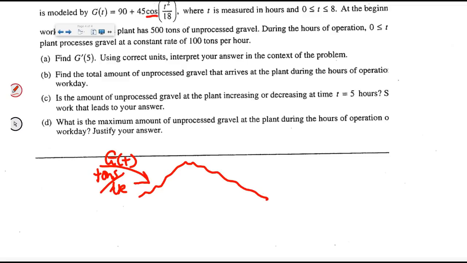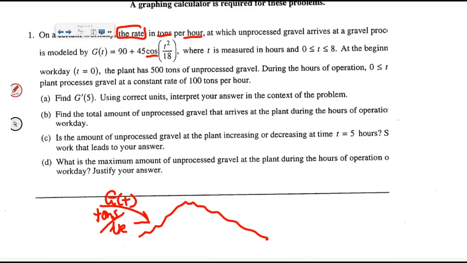Make sure we're in radian mode, right? And then it says, during the hours of operation, so for the 8-hour workday that the plant is working, it's processing this gravel and shipping it out at a constant rate of 100 tons per hour. So understand that it's coming in at this rate, and it's leaving at this rate.